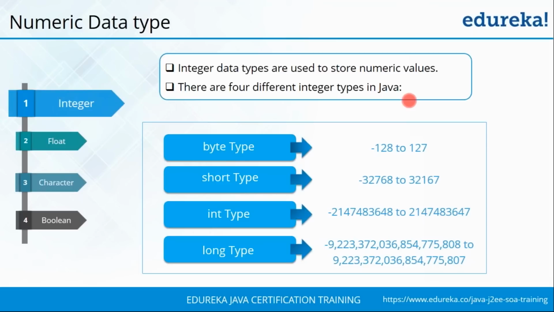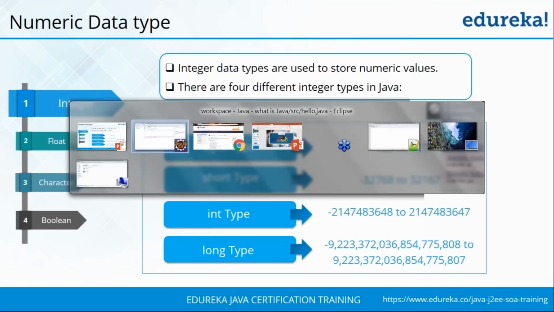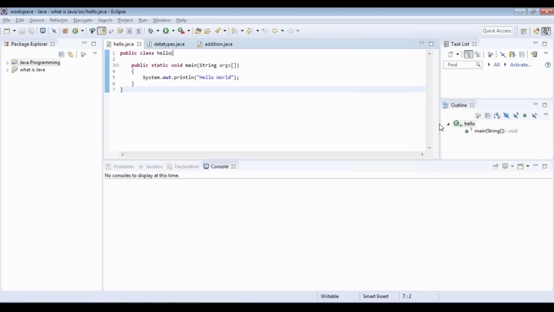Okay, so now let me show you how to declare a data type that belongs to an integer data type. So let's begin by first creating a new class file. Now one thing you need to remember is that every code that you're going to be writing in Java is going to be written inside a class. We'll be talking about what exactly is a class and how it is going to be useful in the later part of the session. But for now, just remember that every code that you're going to be writing is going to be part of a class.